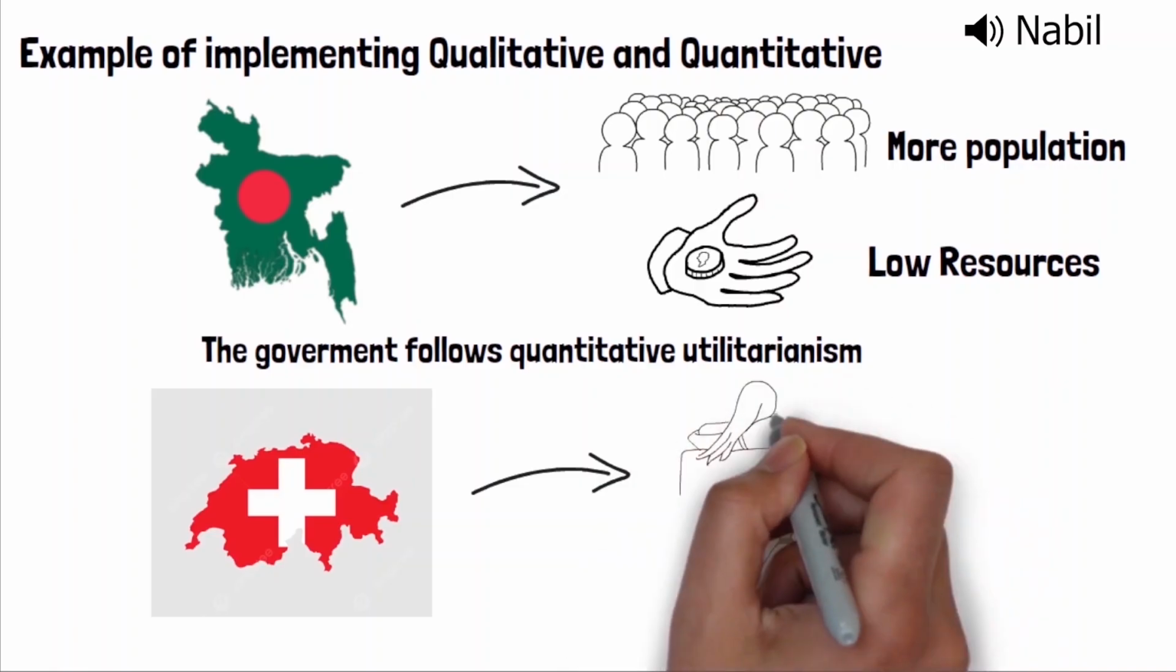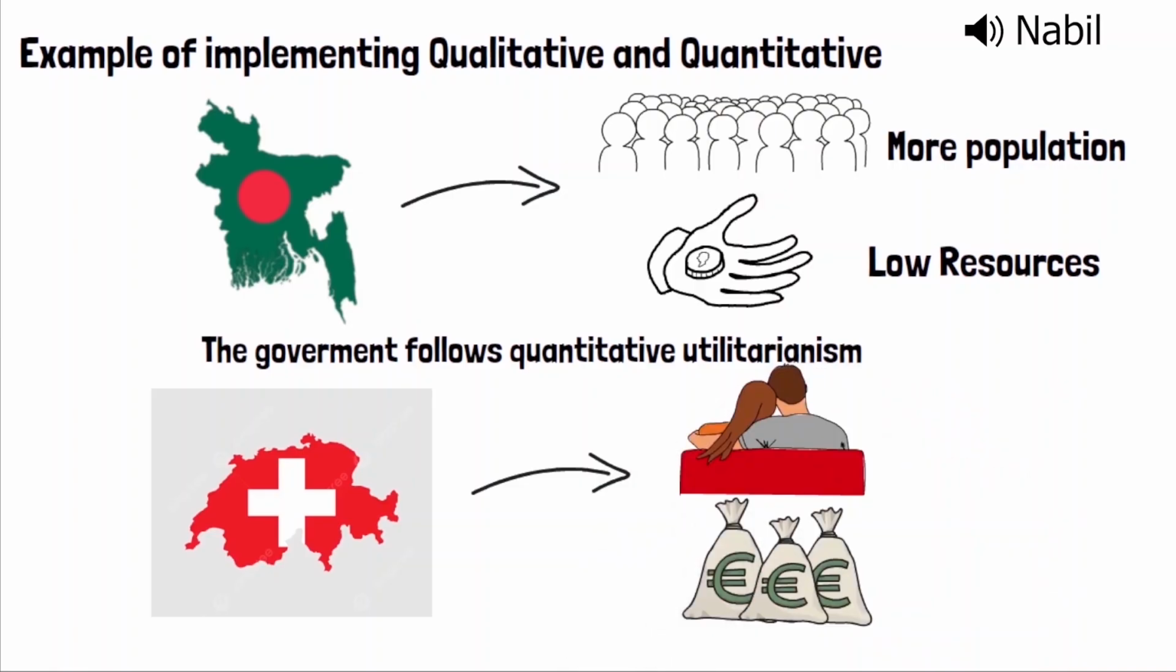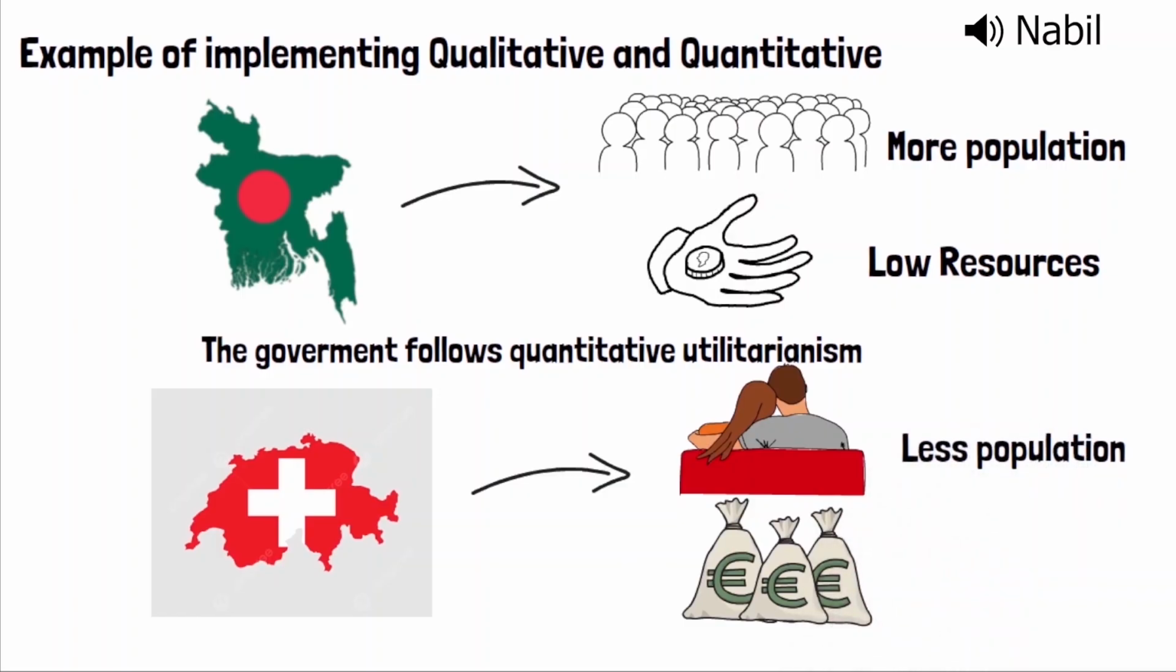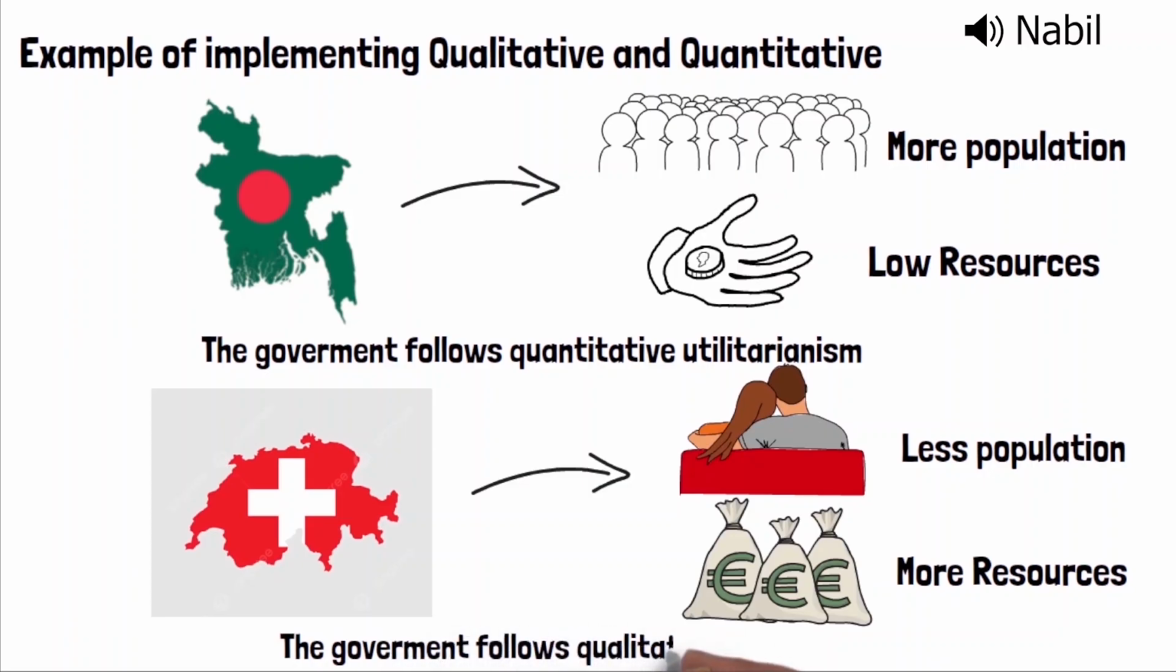As such, the government in Bangladesh prioritizes quantity, meeting the needs of the many, while Switzerland focuses on quality, improving the lives of the citizens through luxury, security, and opportunity. This comparison highlights how the priorities of a government often depend on the unique needs and circumstances of the country.